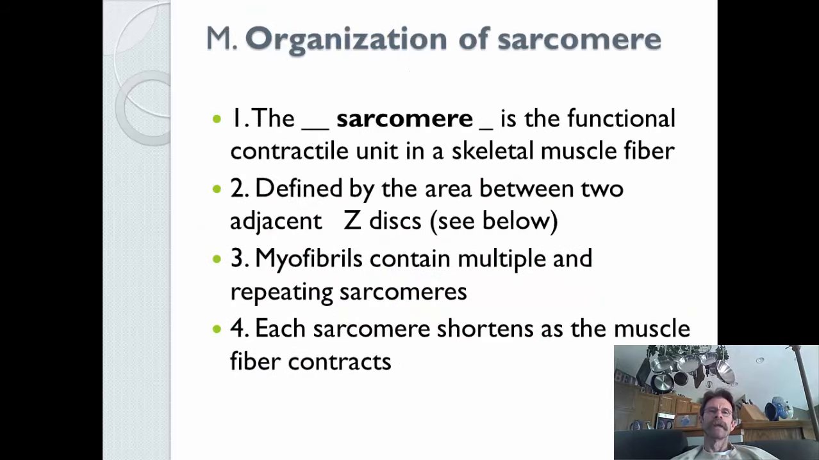Here we go right here. So the sarcomere is the area between the two Z disks.